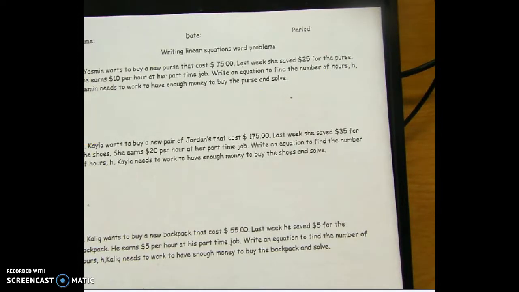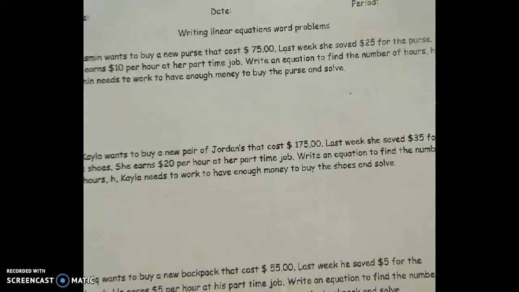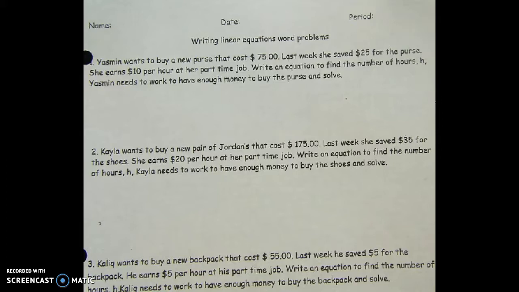On number 1, I'm going to go ahead and read out loud. What I want you guys to do is follow along. Number 1 says Yasmin wants to buy a new purse that costs $75. Last week she saved $25 for the purse. She earns $10 per hour at her part-time job. You're going to write an equation to find the number of hours, which is H, Yasmin needs to work to have enough money to buy the purse.